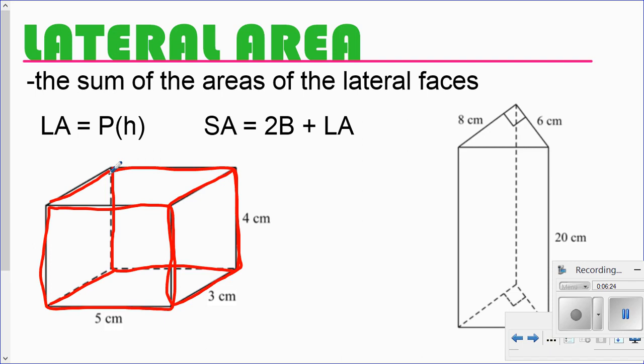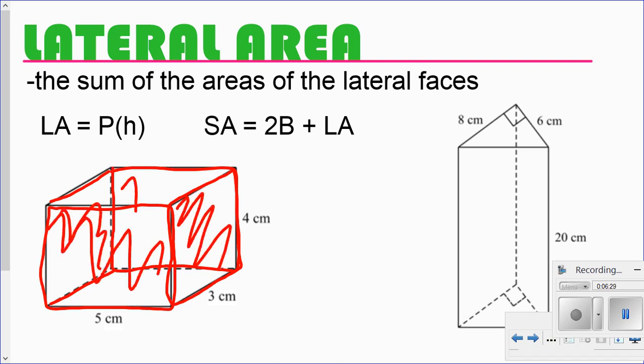So if I'm looking at just those faces, the lateral faces, and finding the area of each one, that is what's called the lateral area. Now I'm not including the top and I'm not including the bottom, I'm not including the bases. I'm just finding the lateral area. The way that we calculate the lateral area is we take the perimeter. Now, perimeter, remember, this is of the base. So it's important that you first look at the diagram and decide which is the base.